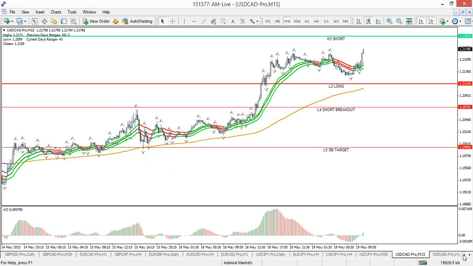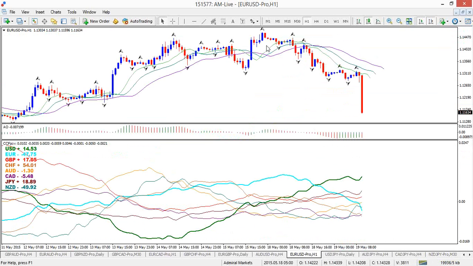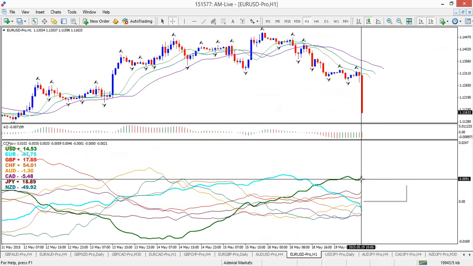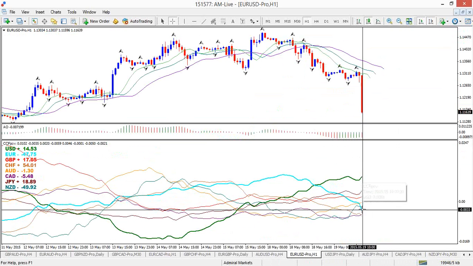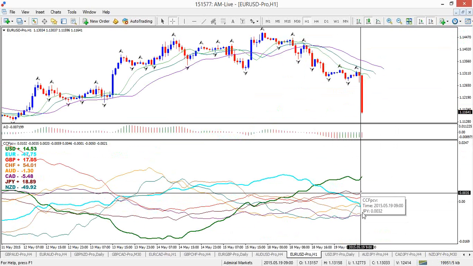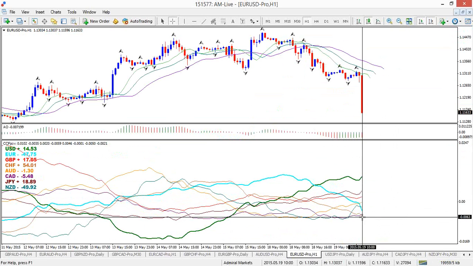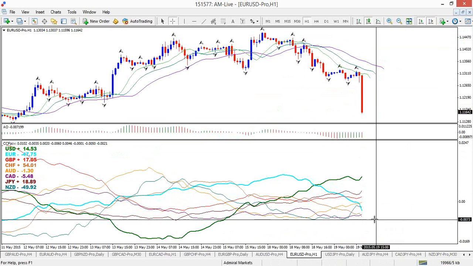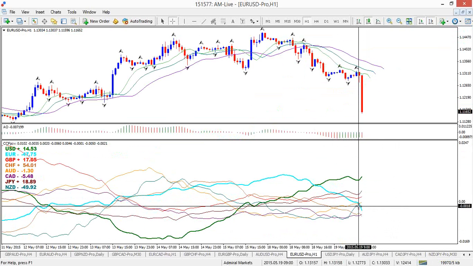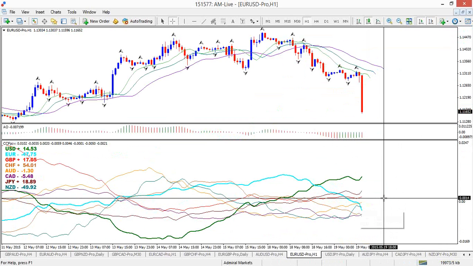See if there are some pairs that I missed that are perhaps interesting. Let's take a look here. On the hourly, the dollar is indeed taking a lift. Yen too. CAD weakening, Swiss weakening, euro weakening.